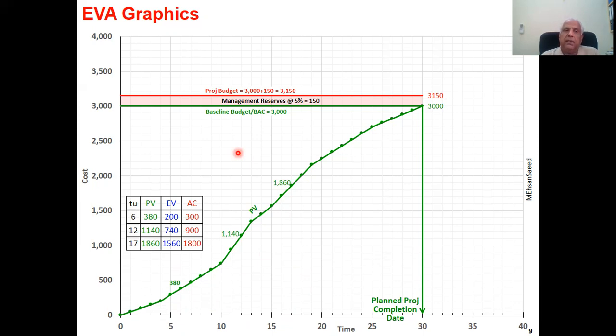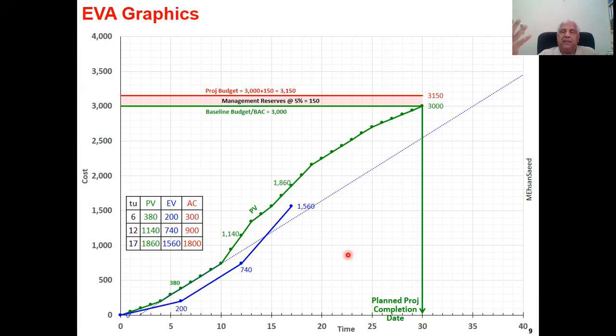Let us now draw the EV line. EV line will look something like this: 6, 200, 740, 1560. This is the trend line. We'll come to that a little later. Now, instantly you find that the blue line is below the green line. Green line is the PV line. It shows you the scheduled pace of the work. You are below this, therefore you are behind time.